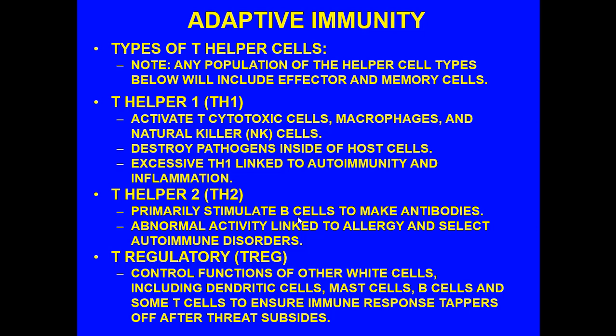Finally, T regulatory. Now, the T regulatory cells control the function of other white cells, including dendritic cells, mast cells, B cells, and some T cells. This is to help ensure that the immune response tapers off. In other words, after the threat subsides, the battlefield gets cleared. And so what happens is the T regulatory play a critical role in damping down all of these responses of the immune system so that it quiets down and it's all over with. No chance for autoimmune disorders, allergies, or any other issues to pop up.